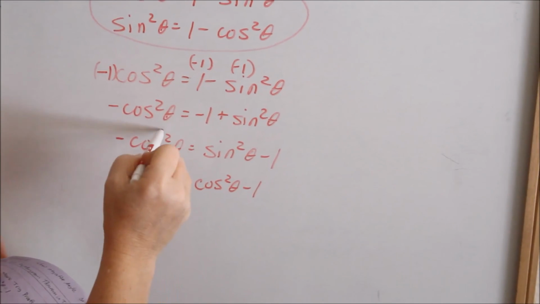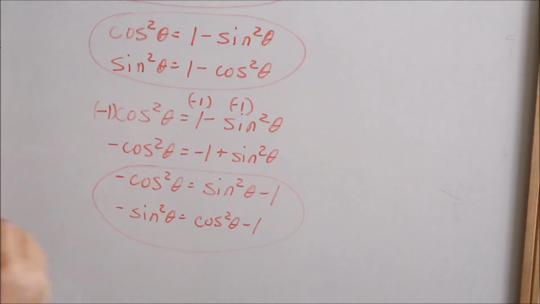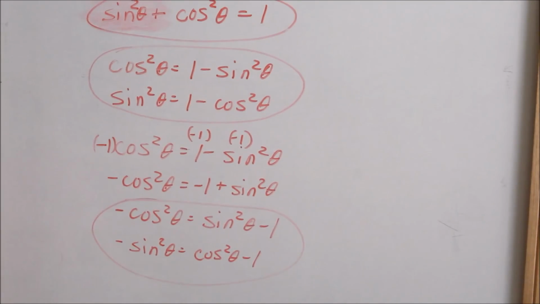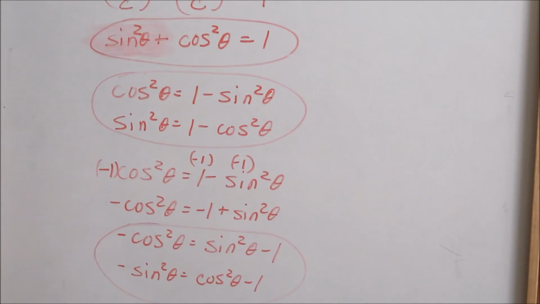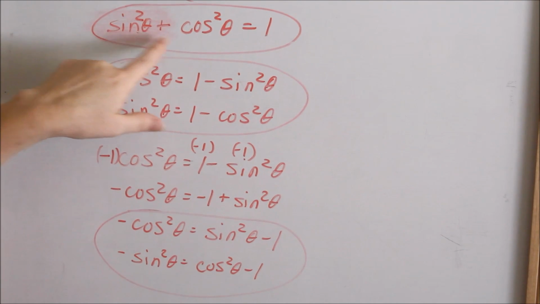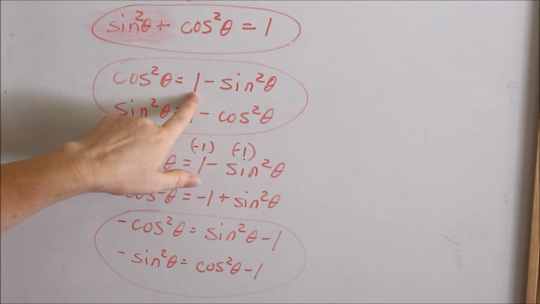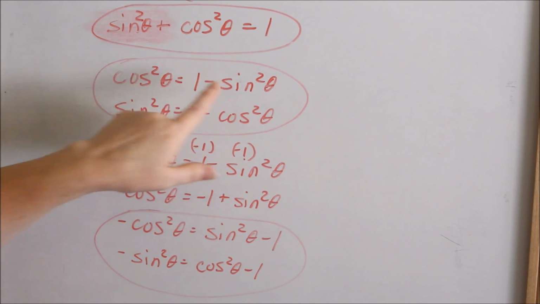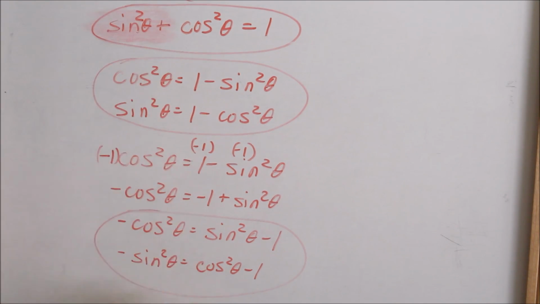These things that I have circled will be things that you can use in trig proofs to help you prove trig functions. If you see a sine squared plus cosine squared, you can replace it with 1. If you see a 1 minus sine squared, you can replace it with a cosine squared. And you can use any of these identities like that to help you with trig proofs.